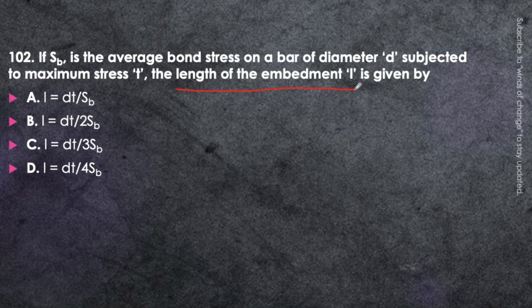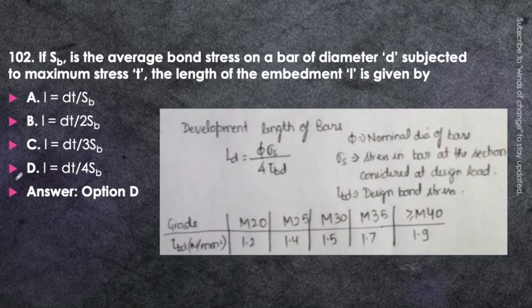In IS 456, this SB is denoted by tau BD, that is the average bond stress. And this L embedment length is denoted by LD, that is development length. And maximum stress is denoted by 0.87 fy or sigma. So the answer will be option D, that is dt by 4SB. It is denoted like this. Development length of the bar is given by dia into sigma s upon 4 tau BD, where sigma s is the stress in the bar at the section considered at design load.